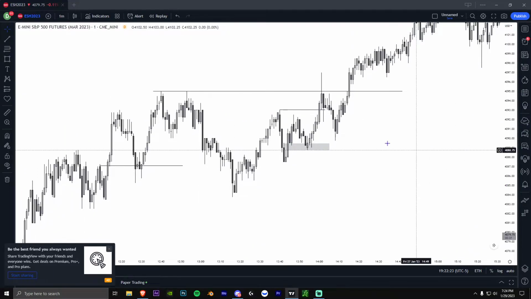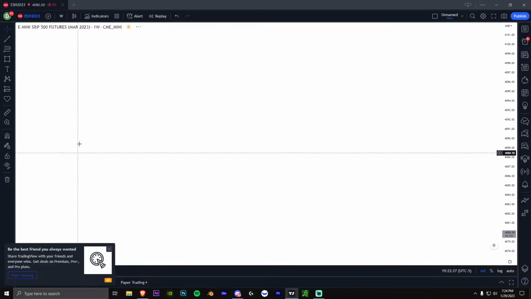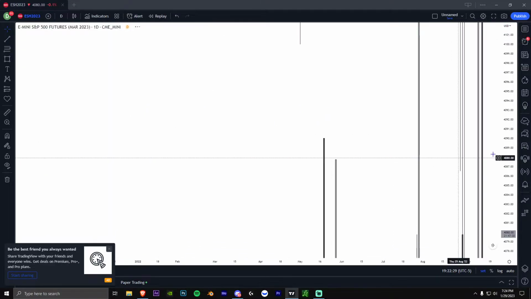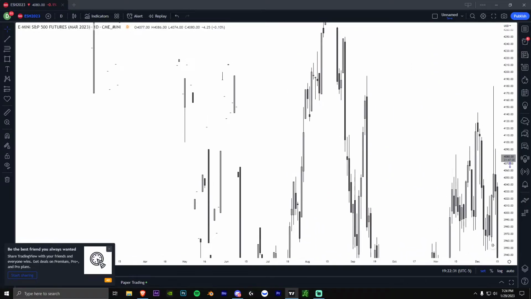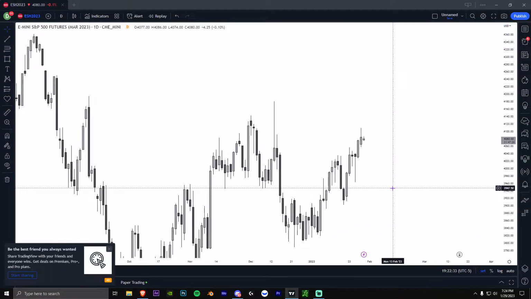The bias is still bullish. We didn't hit that consequent encroachment of the daily candle. If you guys don't know what consequent encroachment means, by the way, it's basically the 50% value of certain things. So it would be the 50% value of this daily rejection block.